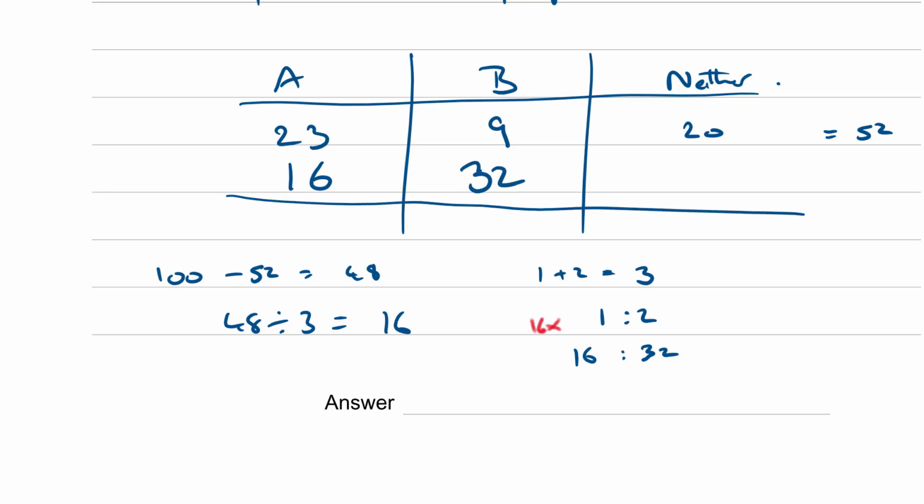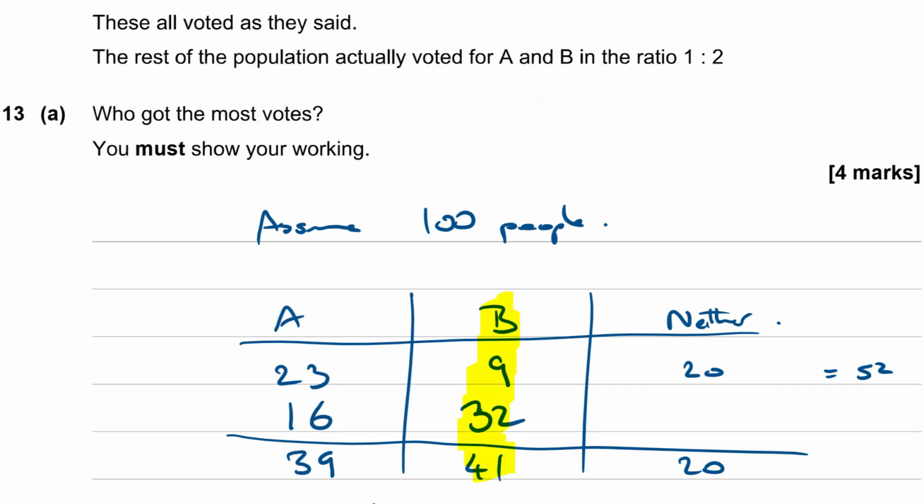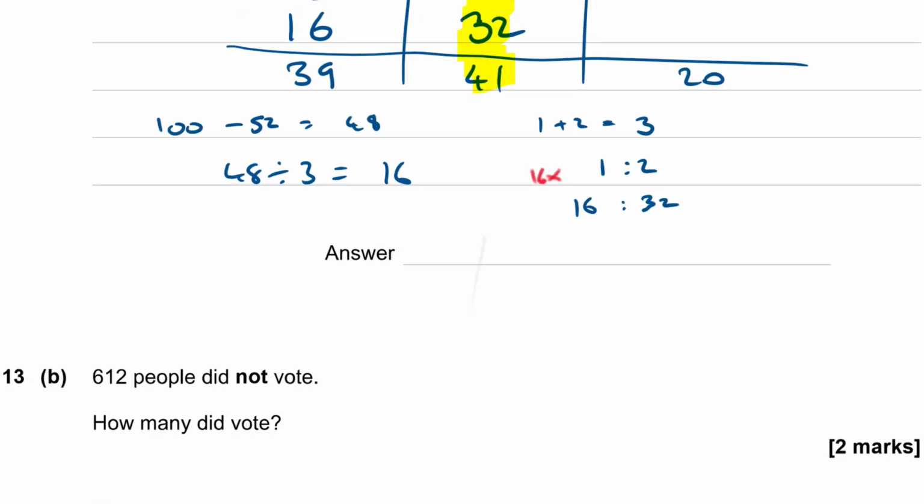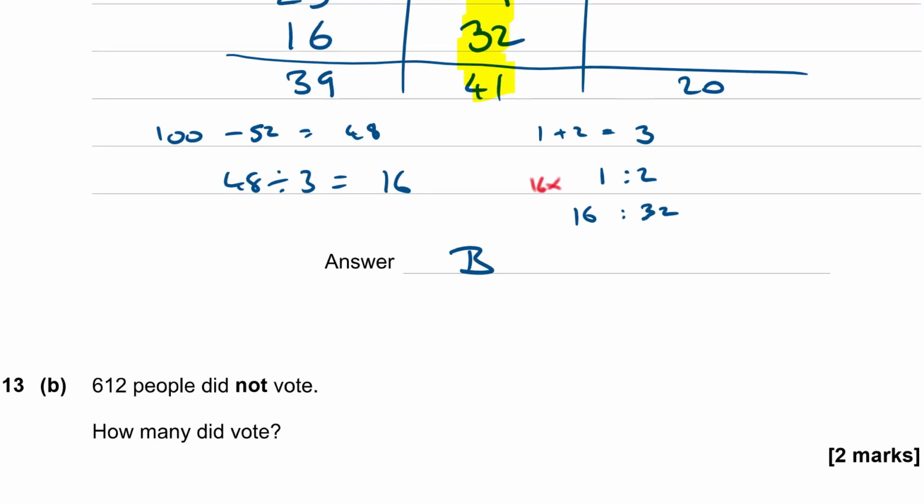So then the total votes cast, A got 23 and 16, and that gives them a total of 39. B got 9 and 32, which was 41, and 20 voted for neither. So a victory for B and a failure for the pollsters yet again, who predicted A. So the answer is, what's the question? Who got the most votes? B got the most votes.